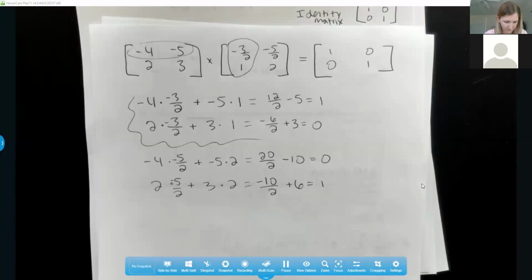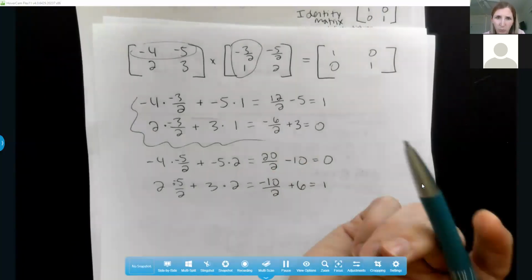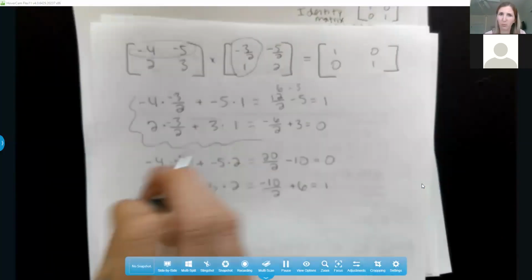But I did get 12/2, and then I got, wait, yeah, and that's where I messed up. Okay, so then 12/2 is basically the same thing as 6, right? Because 12 divided by 2 is 6. Yeah. So 6 minus 5 gives me that 1.